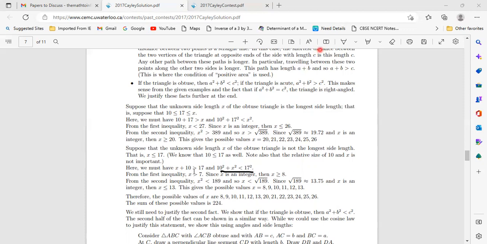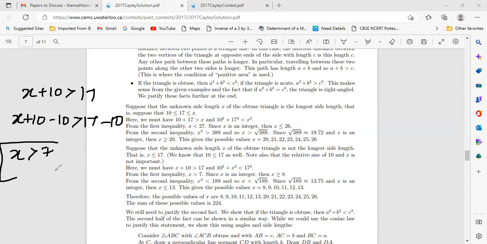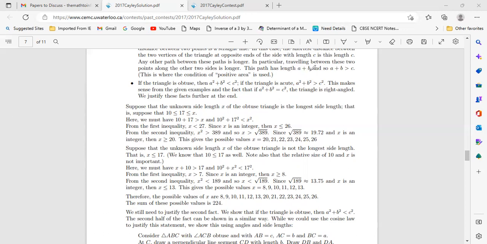All right. So according to this, if you solve this inequality, you have x plus 10 greater than 17. So you just have to subtract 10 from both sides, right? So you get x is greater than 7, or x is greater than or equal to 8. Yes, greater than or equal to 8.